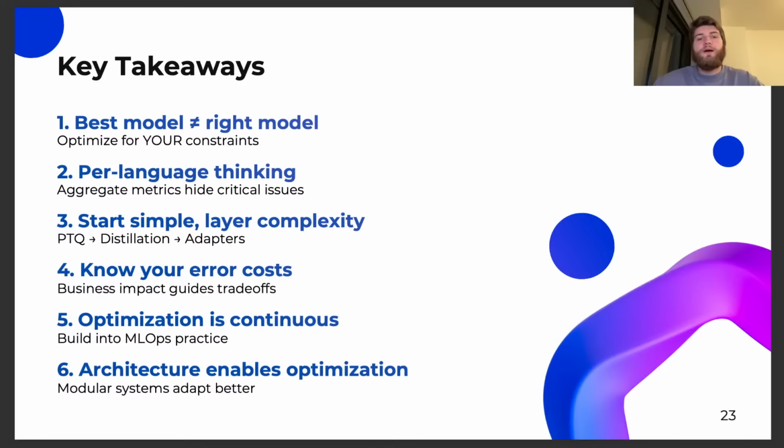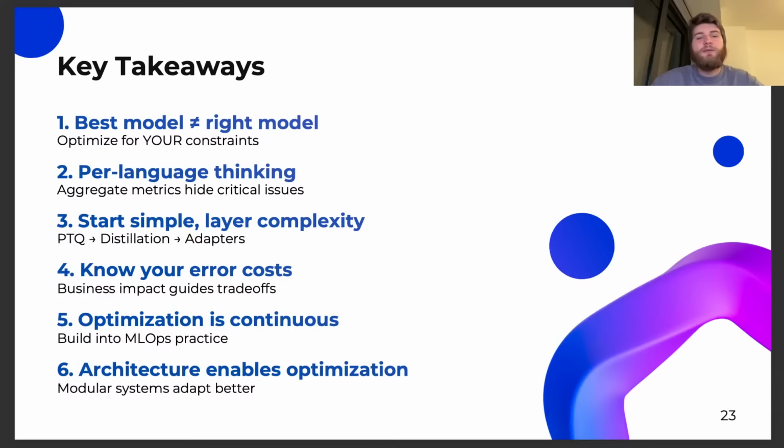Fourth, know your error costs. Without understanding what errors actually cost your business, you can't make informed optimization trade-offs. Work with stakeholders to quantify this. Fifth, optimization is continuous. Models drift, data changes, requirements evolve. Build optimization into your ML ops practice, not as a one-time project.